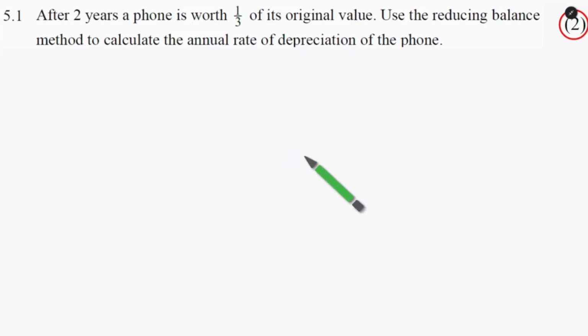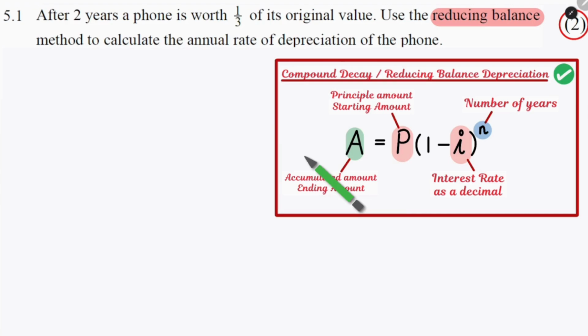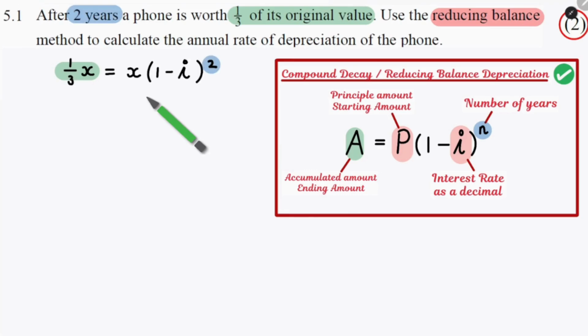Starting off our financial maths, after 2 years, the phone is worth a third of its original value, and we need to use the reducing balance method to calculate the annual rate of depreciation, which is our interest rate. So we start off these questions by changing this P to an X so that the A amount is a third of that X value, and then we just pop the number of years into its respective place.